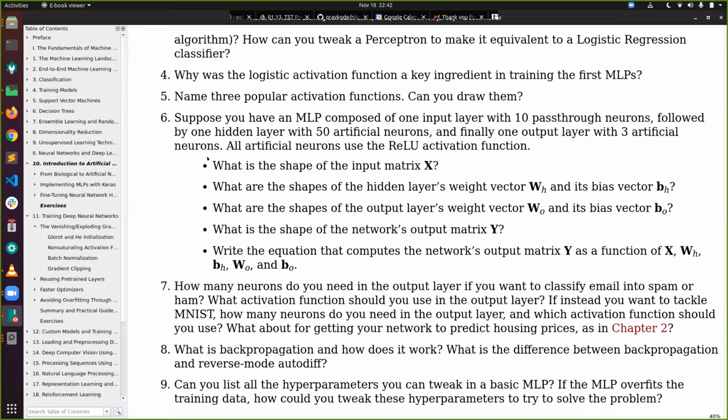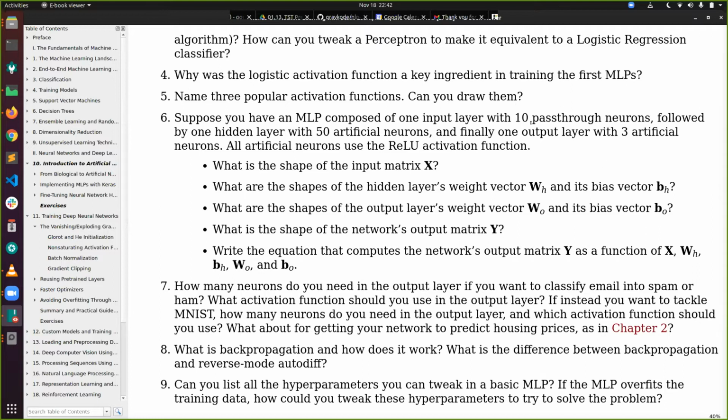What does it say in the answer? We'll check it at the end, right? We can finish all of these. What are the shapes of the hidden layer's weight vector WH? I guess 10 times 50. Yep, that should be right. And bias is just 50, right? Wait, I think you're right. Yeah, 10 by 50 and 1 by 50. Yeah, I think so.